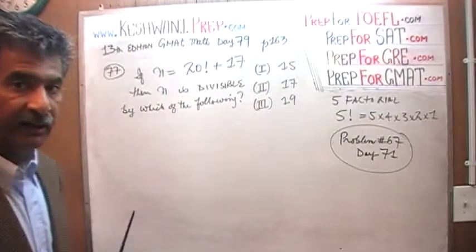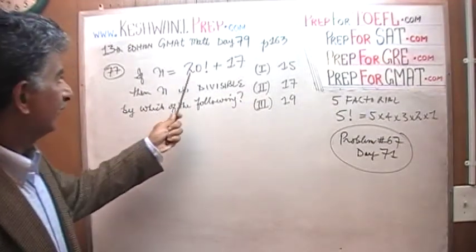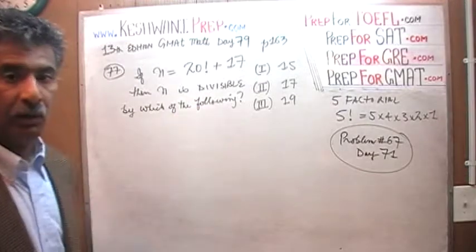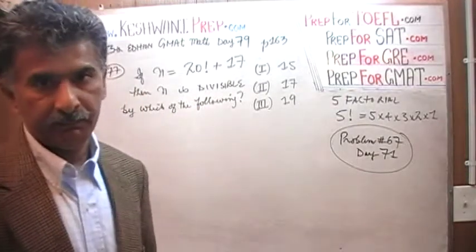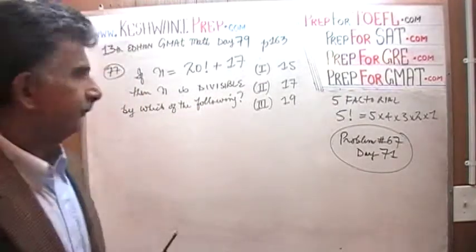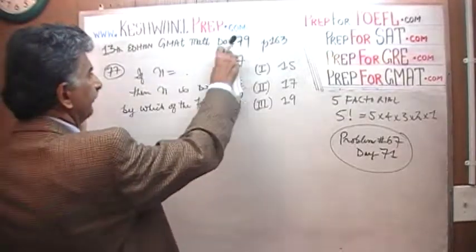In other words, what we're saying is that they're telling you that n equals 20 factorial plus 17, to which we say, the hell with it. What do we say? The hell with it. Let's make up something simpler.